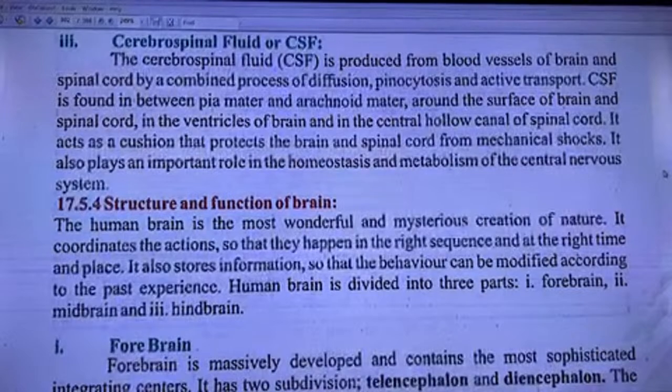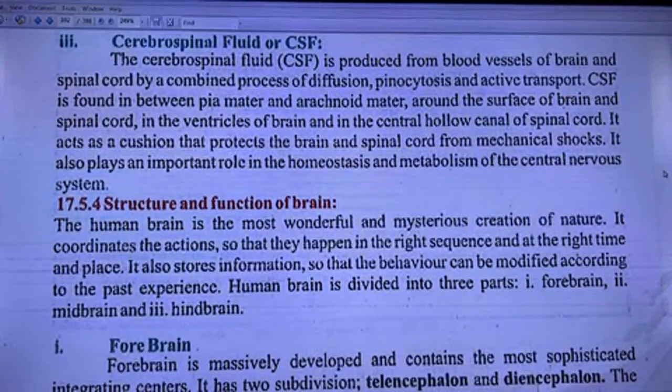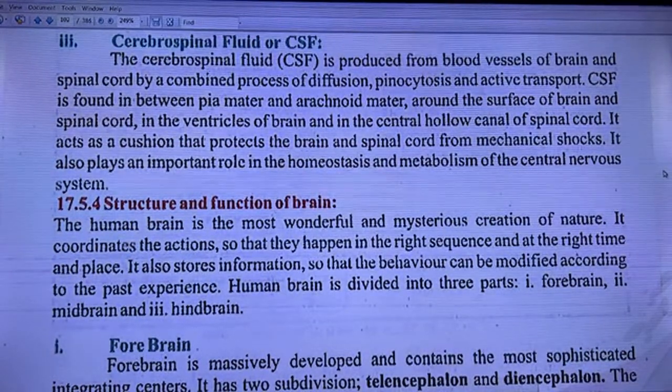Cerebrospinal fluid is found in between pia mater and arachnoid mater, around the surface of the brain and spinal cord, in the ventricles of the brain, and in the central hollow canal of the spinal cord. It acts as a cushion that protects the brain and spinal cord from mechanical shocks. It also plays an important role in the homeostasis and metabolism of the central nervous system.